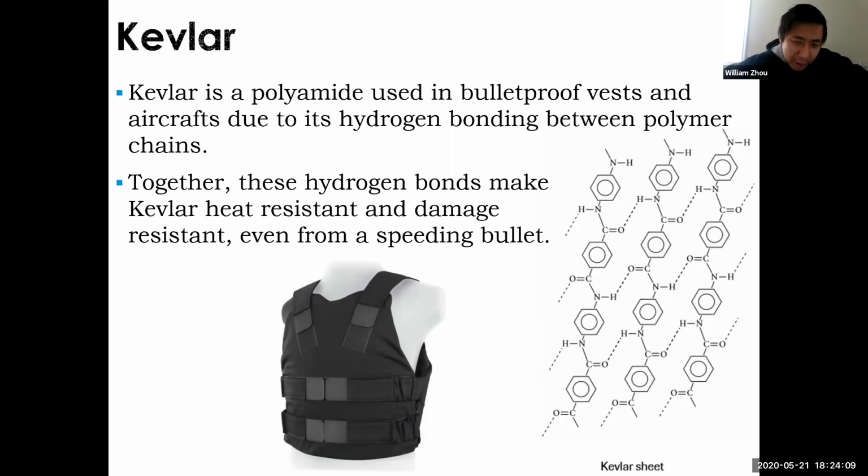So for a speeding bullet, the kinetic energy of the bullet is not enough to disrupt this bonding. And you need a lot of heat in order to break that, so this is highly resistant to heat as well. So that is a pretty interesting application of polyamide.